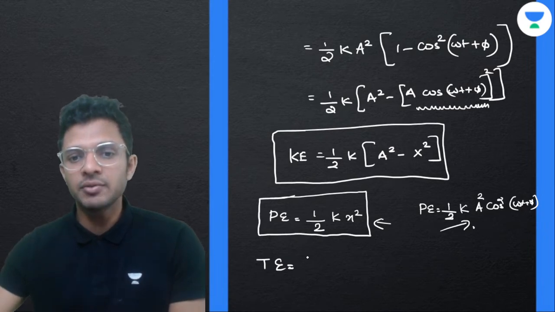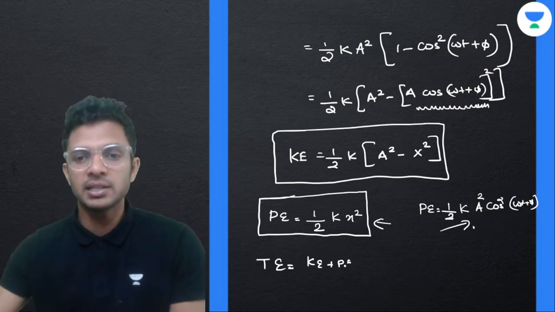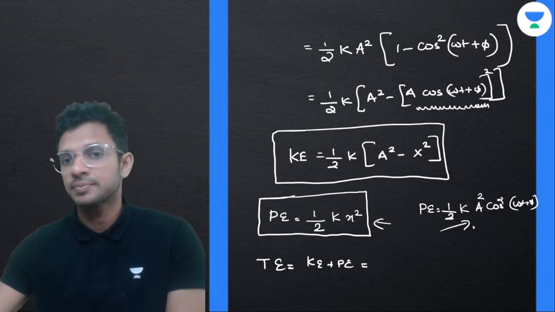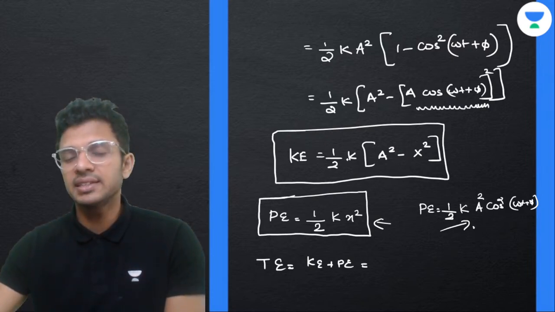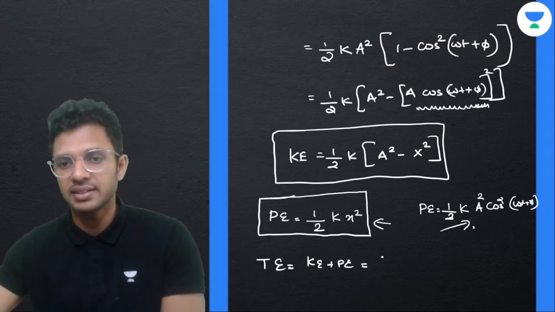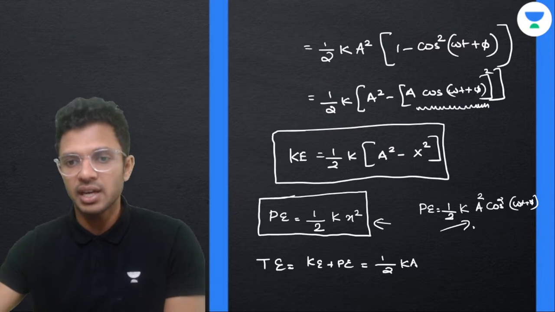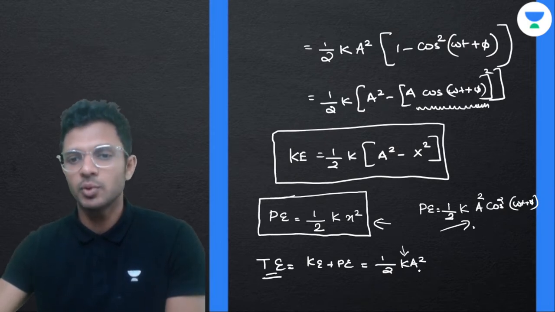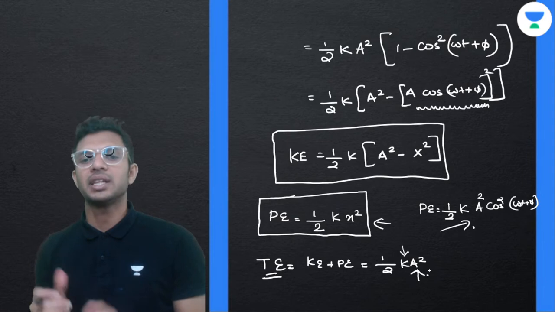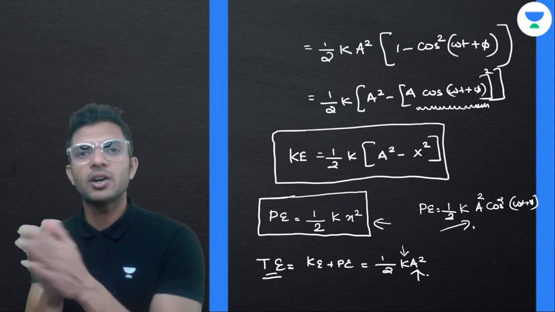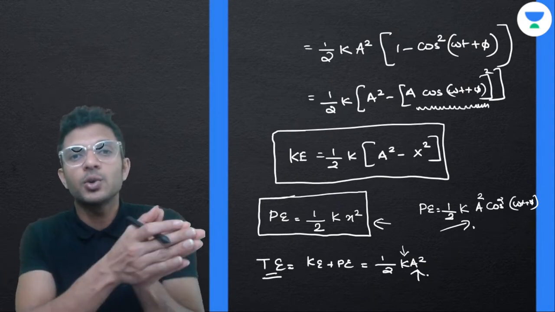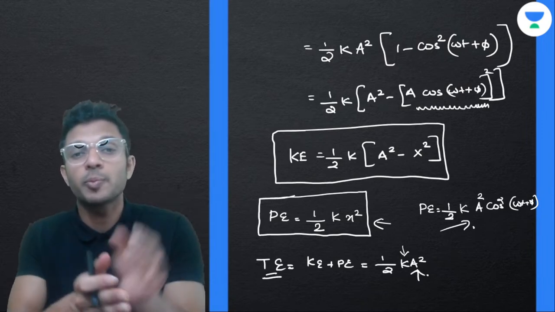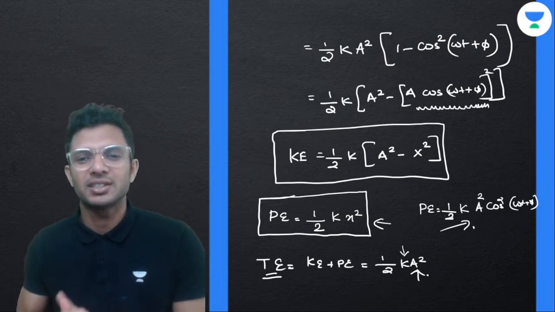So for total energy, we need to add up kinetic energy plus potential energy. Add kar rahe. What happens? On kinetic energy, half k minus x square we have. Here we have plus half k x square, that will be cancelled. And what remains is half k capital A square. Matlab, in the equation of total energy, half is a constant, k is a spring constant, wo bhi constant hai, amplitude bhi constant. Matlab, total energy, when the particle undergoes simple harmonic motion, it's a constant.